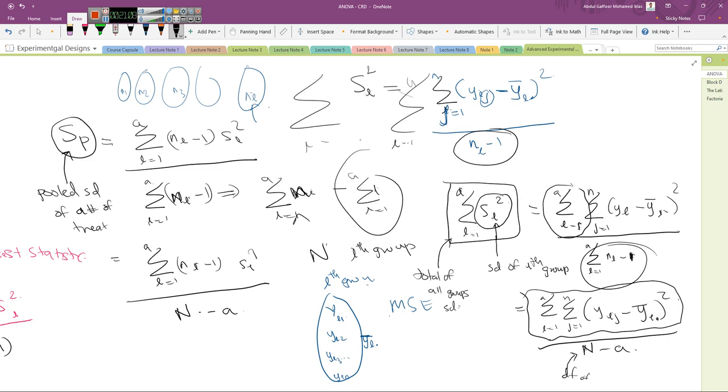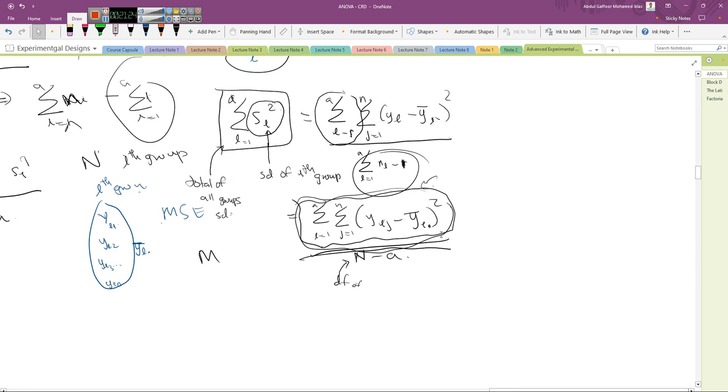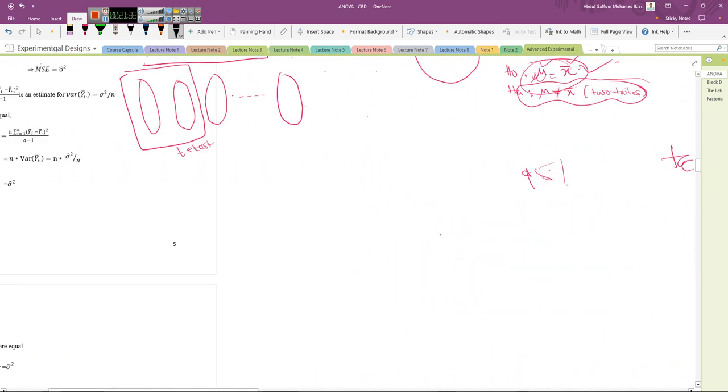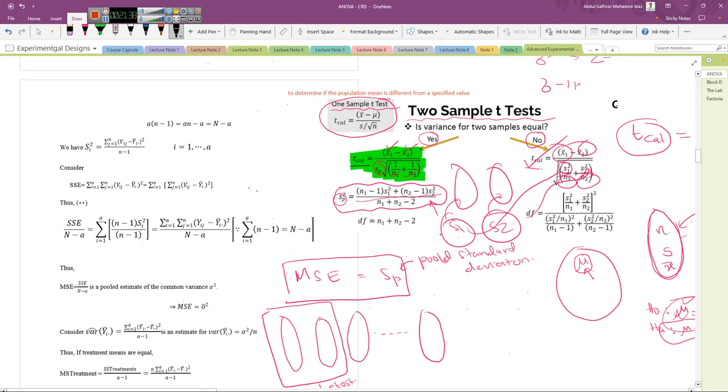Now this expression is the total of the standard deviation of all groups, and if you divide by the degrees of freedom within the groups, it will give you MSE. So this is nothing but the mean square error. Now if you go back to our lecture note, you can understand what I have explained, right? I hope you have understood. Starting from here we have derived this till this point.